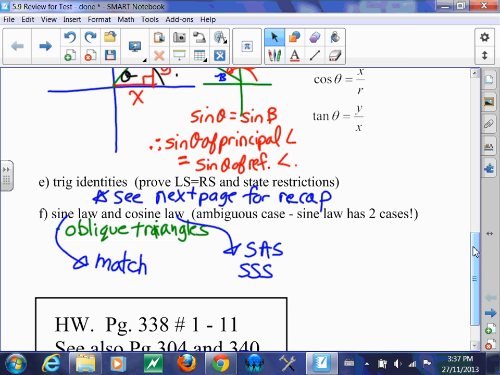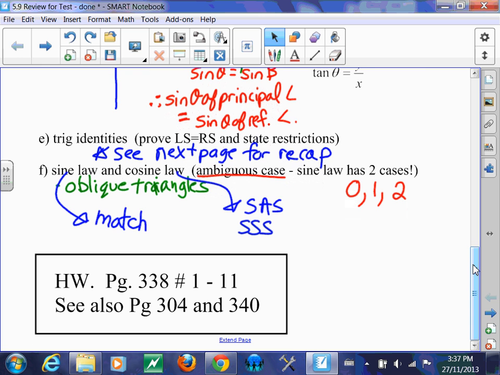And last class, or last lesson, we talked about the ambiguous case. So the sine law has two cases. You could either have 0 answers, 1 answer, or two possible answers. Okay, so here's your homework, folks. This is review for a couple days, so this would be 2 days of work, so don't think you have to plug it all in at once. Okay, and again, we're going to recap the trigonometric identities on the next page.